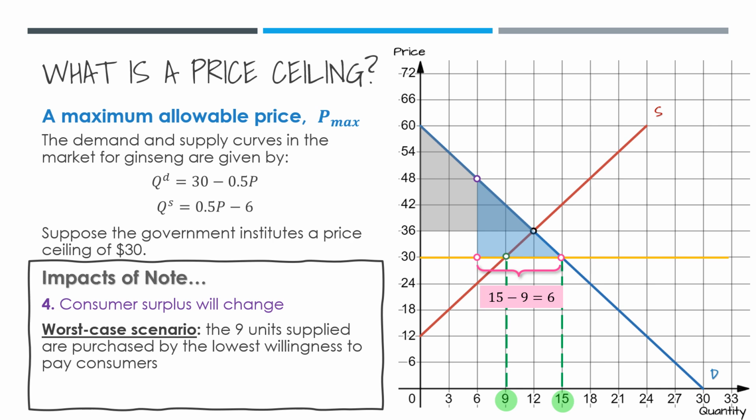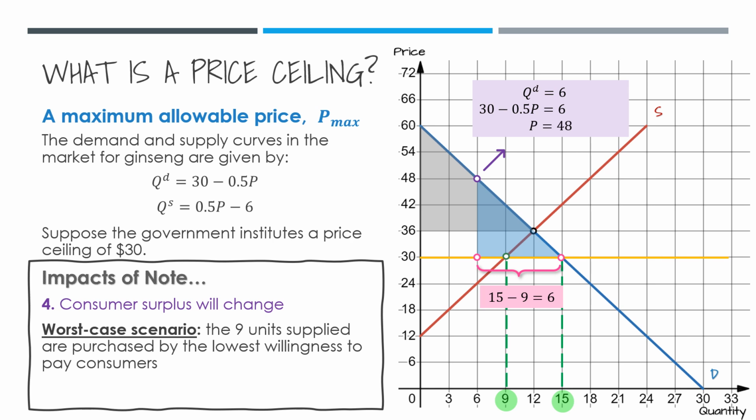What's going on at this purple dot? Well, this is the price at which quantity demanded is 6. So I'm going to set quantity demanded equal to 6. Filling in what I know, I have 30 minus 0.5p equals 6. Solving for p, I get p is 48.